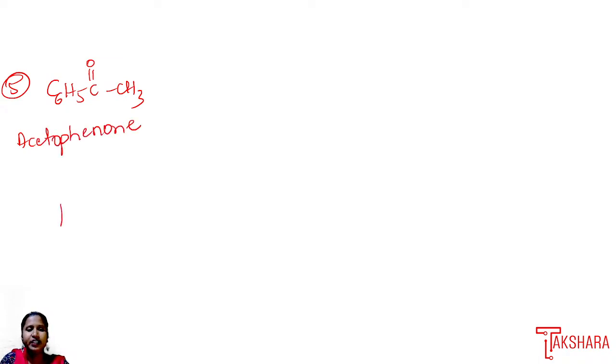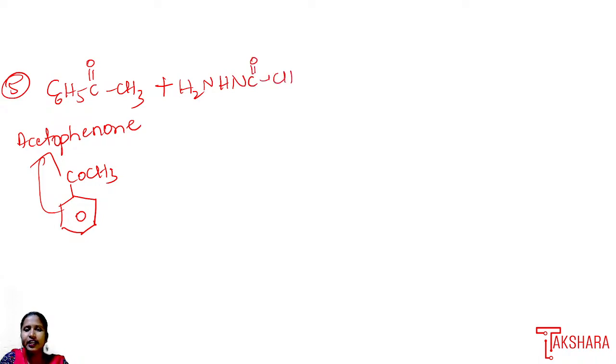Acetophenone can also be written as a benzene ring with COCH3 attached. When it is treated with semicarbazide, NH2 NH C double bond O NH2, which is called semicarbazide.